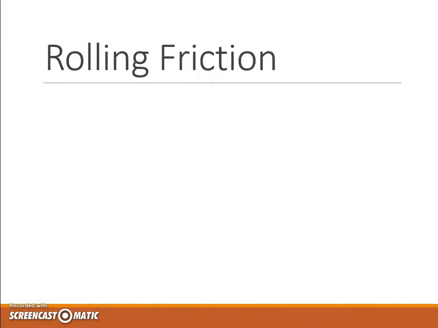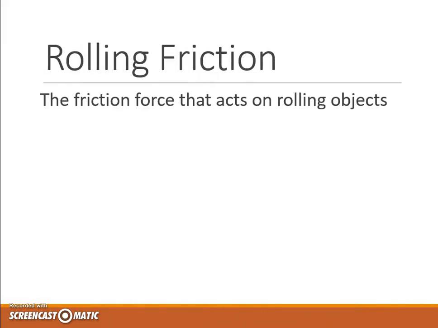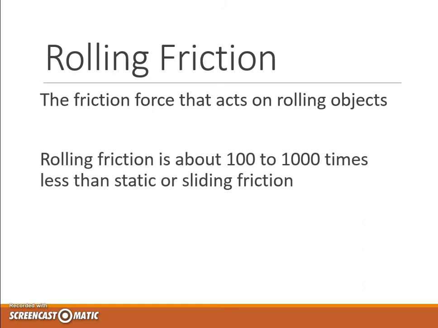Then we have rolling friction. That means we have rolling objects that need to have wheels or some type of turning movement to them. So think about a bowling ball, or my cart at the front of the room has wheels on it, so it's easy to move back and forth or change its position. And rolling friction is about 100 to 1,000 times easier than static or sliding friction.